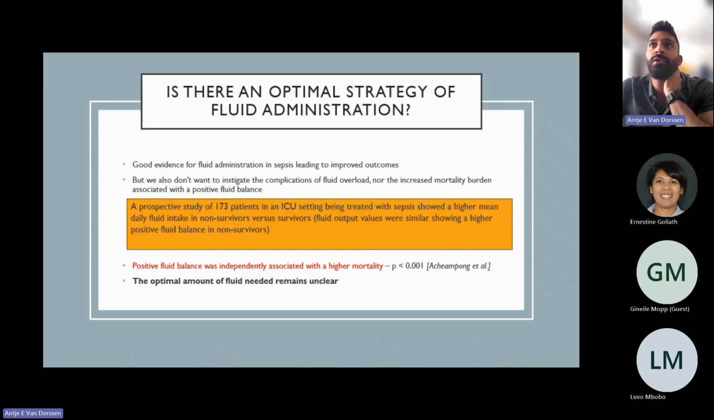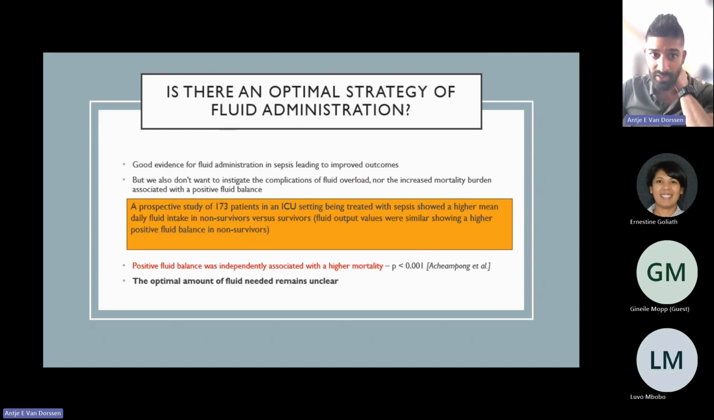But is there an optimal strategy of fluid administration? As mentioned, there is good evidence for fluid administration in sepsis, which has been shown to improve outcomes. But we also don't want to instigate the complications of fluid overload, and we also don't want the increased mortality burden associated with a positive fluid balance.